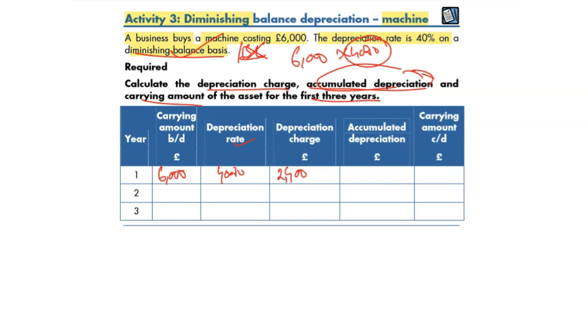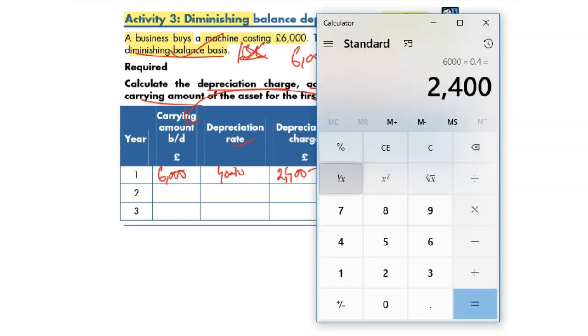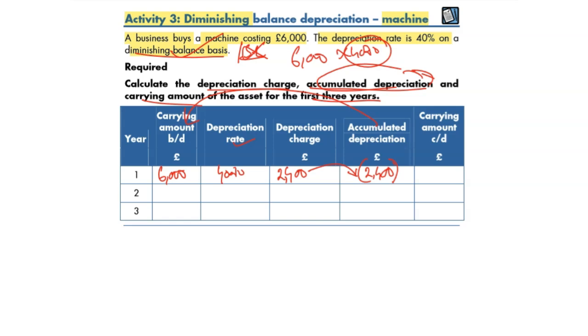How much would be the accumulated depreciation? It's the same as the depreciation charge because this is the first year, so there was no depreciation from last year. Accumulated depreciation should be taken away from the cost to get the net book value. So 6,000 minus 2,400. Let's do it. 3,600 is the answer. 3,600 is the carrying value at the end of year 1.